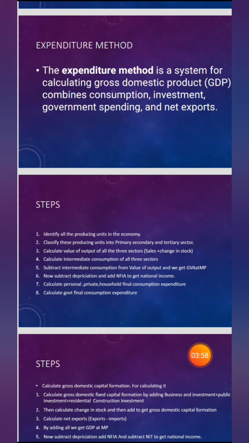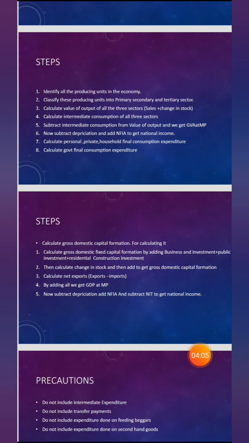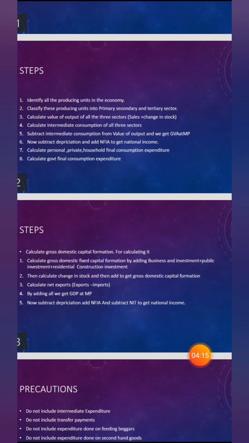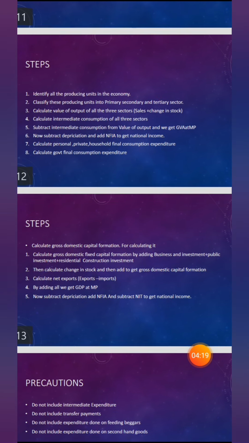Calculate personal, private, household, final consumption expenditure. Calculate government final consumption expenditure. Steps: calculate gross domestic capital formation. For calculating it, calculate gross domestic fixed capital formation by adding business investment, public investment, residential construction investment. Then calculate change in stock and then add to get gross domestic capital formation.